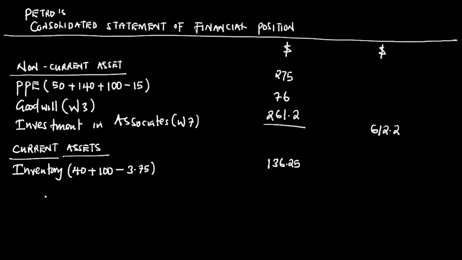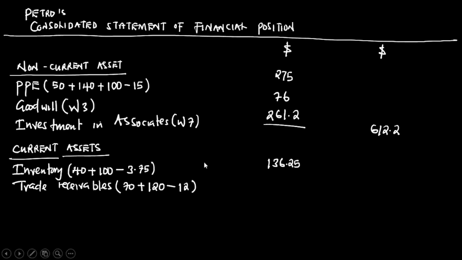Then trade receivables. Again, open brackets. The one for the parent is 70 plus 120 minus 12. Now, I'll show you where this 12 is coming from. The 12 is the intercompany debt.